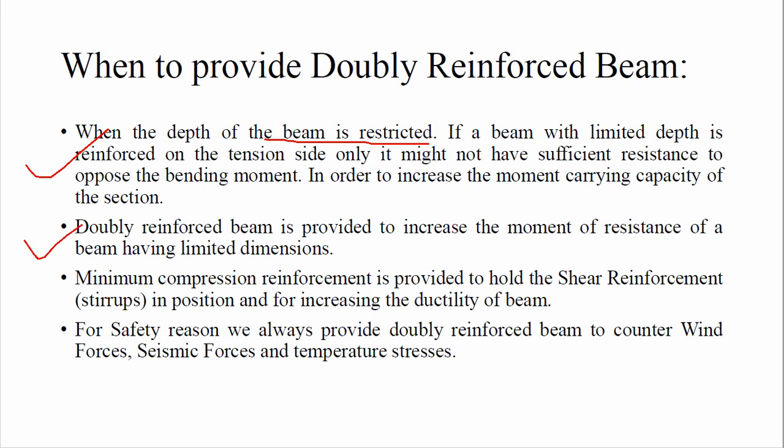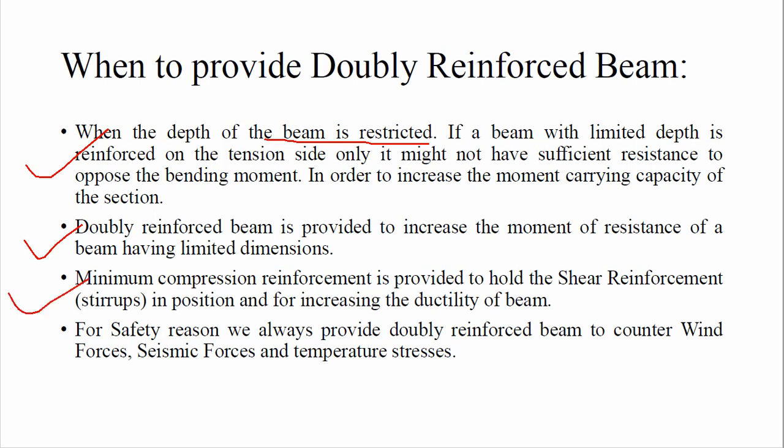The second is to increase the moment of resistance of a beam having limited dimensions. That means if we have criteria that are not to be exceeded, and these are the dimensions only we have to deal with, in that case also doubly reinforced sections are to be provided.